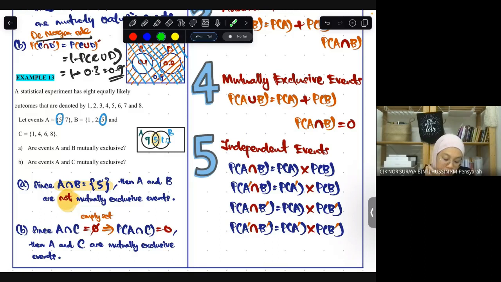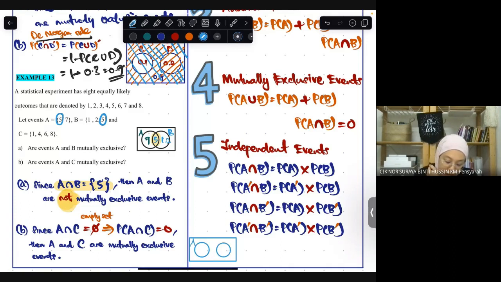You look at A and C. A and C, their numbers are all different. A is 5, 7. This C is 1, 4, 6, 8. So since that, how does their Venn diagram look? The Venn diagram now looks like this, because they have different values, right?